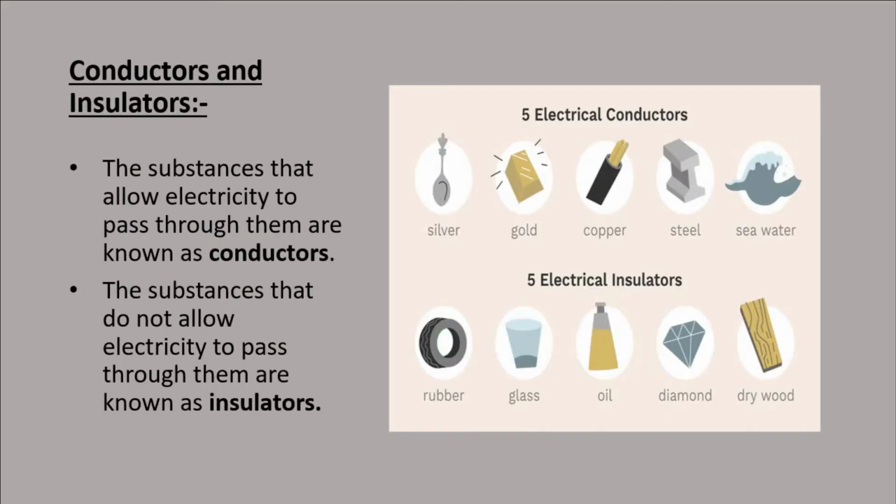Conductors and insulators. The substances that allow electricity to pass through them are known as conductors. For example, copper, iron, gold, silver, etc. The substances that do not allow electricity to pass through them are known as insulators. For example, rubber, wood, glass, plastic, etc.